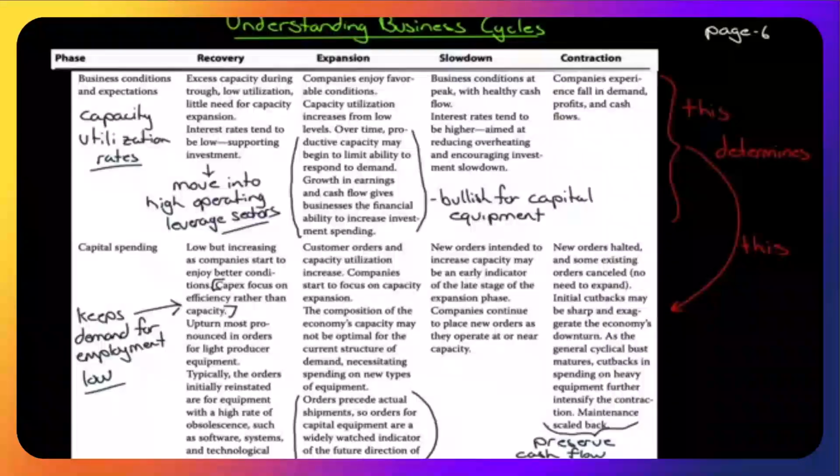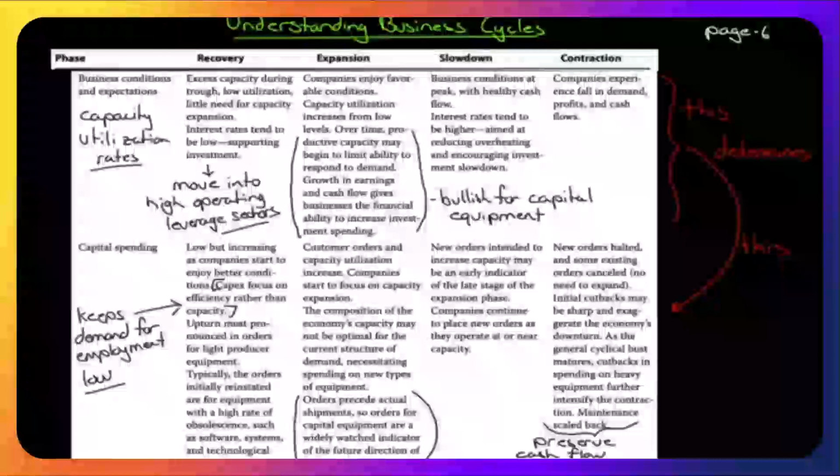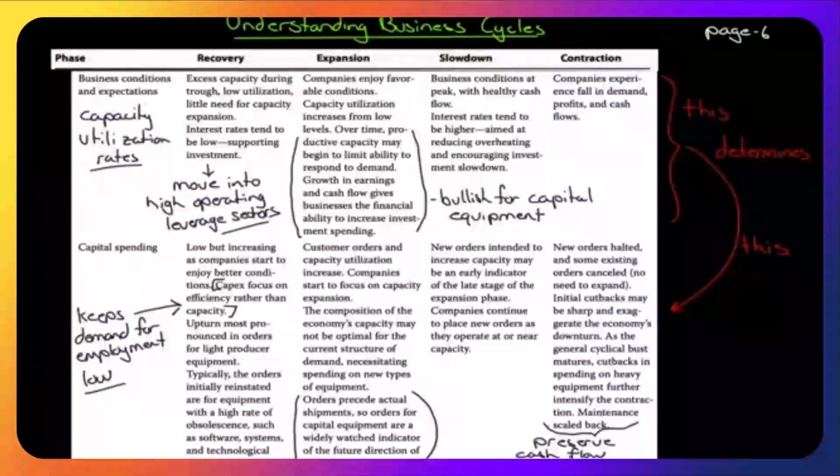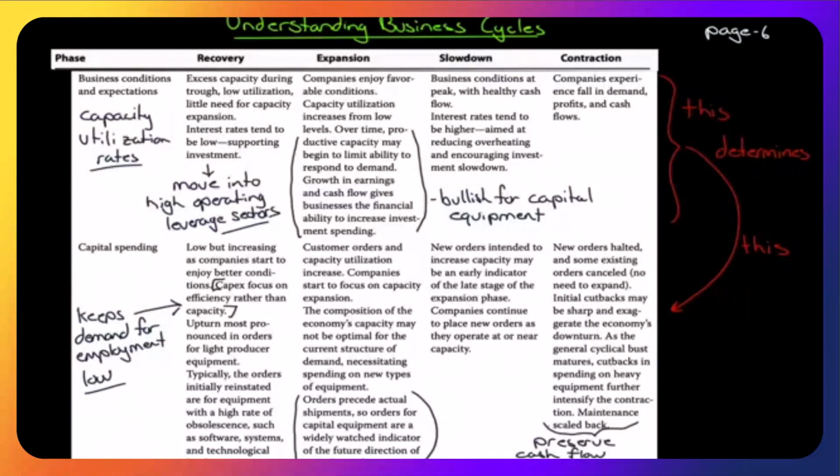All right, let's move on to capital spending. To determine levels of capital spending, we look at business conditions and expectations and capacity utilization, because these will determine the level of capital spending. Capital spending is the most cyclical part of the components of GDP. You'll remember GDP is consumption plus investment plus government spending plus net exports, with the I being investment. That's capital spending.